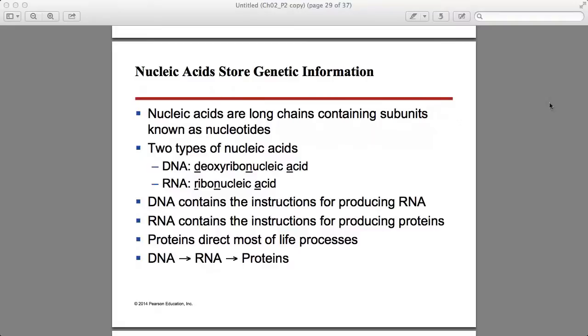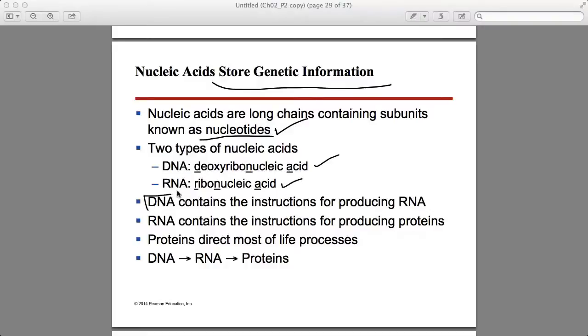Next, we're going to talk about nucleic acids. Nucleic acids are basically involved in metabolism of genetic information, so storage of genetic information and processing that information in various ways. Nucleic acids are long chains of subunits called nucleotides. So they're not amino acids, they're not fatty acids, they're not sugars. They're more complicated structures, but the individual units are known as nucleotides. There's two types of nucleic acids. There's the DNAs, the deoxyribonucleic acids, and the RNAs, or the ribonucleic acids.